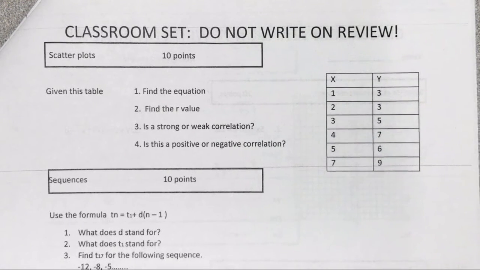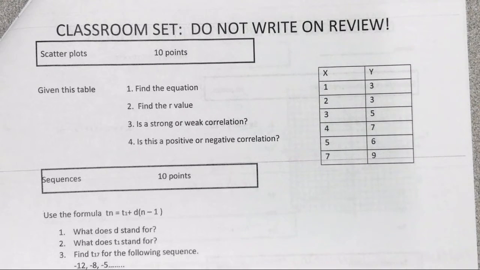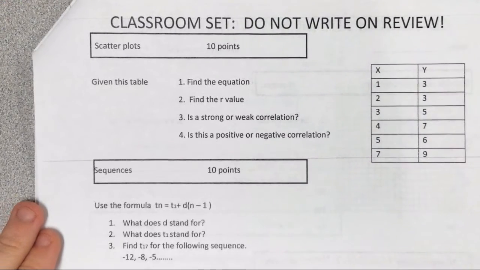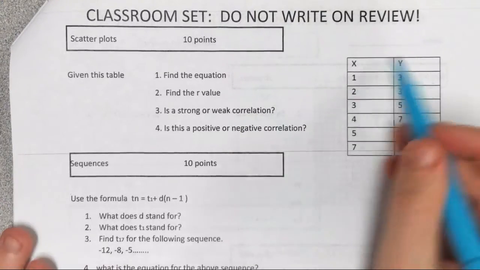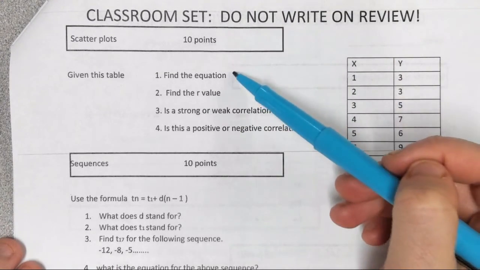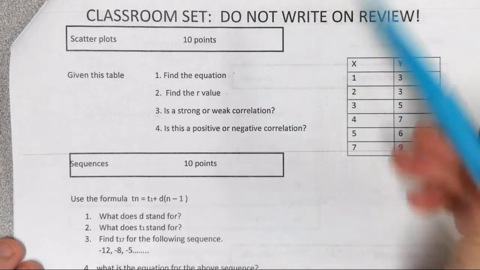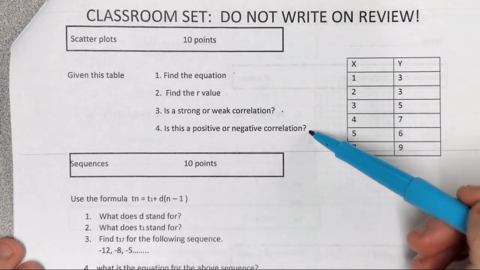So here's the next section over scatter plots. This is something that we did a little while back, so you're going to have to rack your brain a little bit to remember how we did this. We're given a table, and it tells us to find the equation, the R value, and determine if it's strong or weak, and if it's positive or negative.